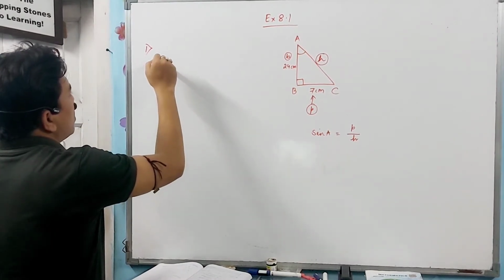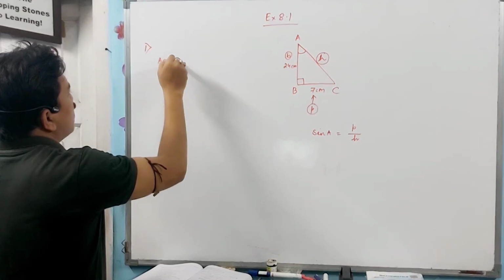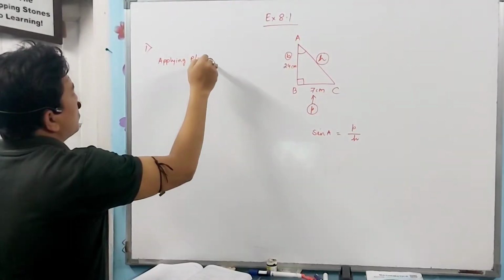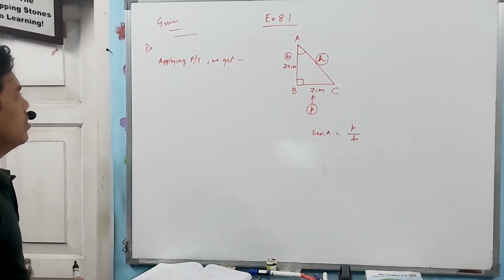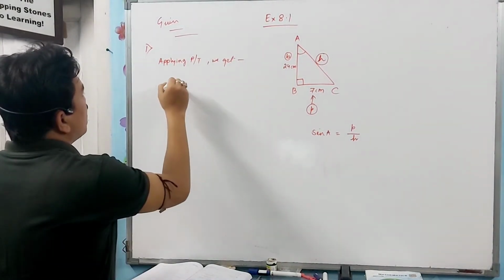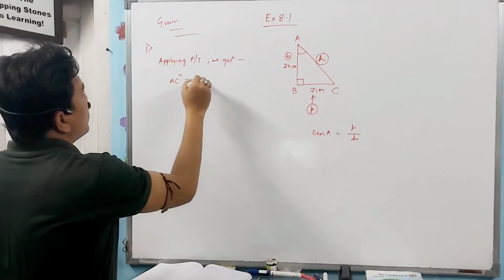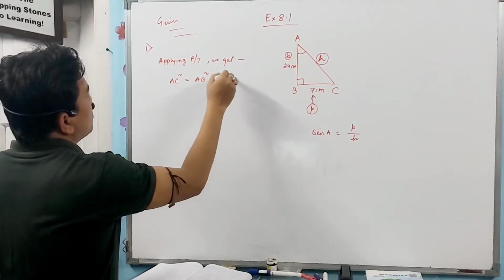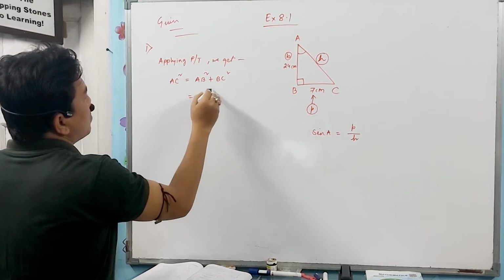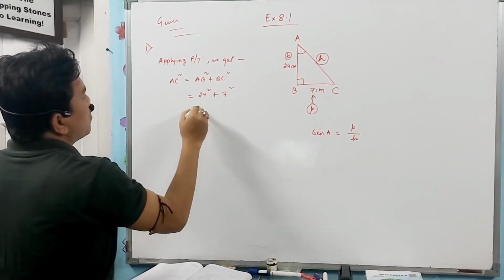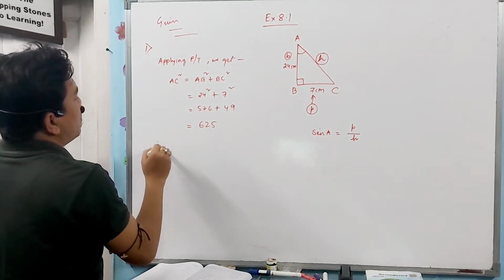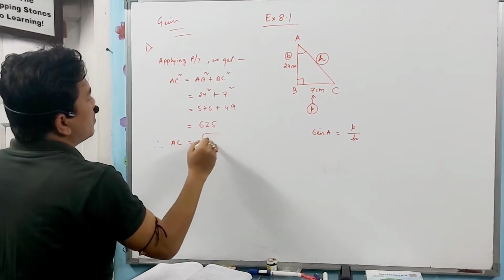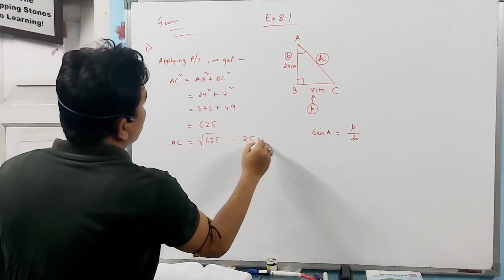Applying Pythagoras theorem, we get the given conditions. Whatever is given in the question, you just write down. By applying Pythagoras theorem, AC square will be equal to AB square plus BC square. AB is given as 24, BC is given as 7. 24 square is 576, 7 square is 49. So we got 625. Therefore, AC is equal to the square root of 625, that is 25 centimeter.